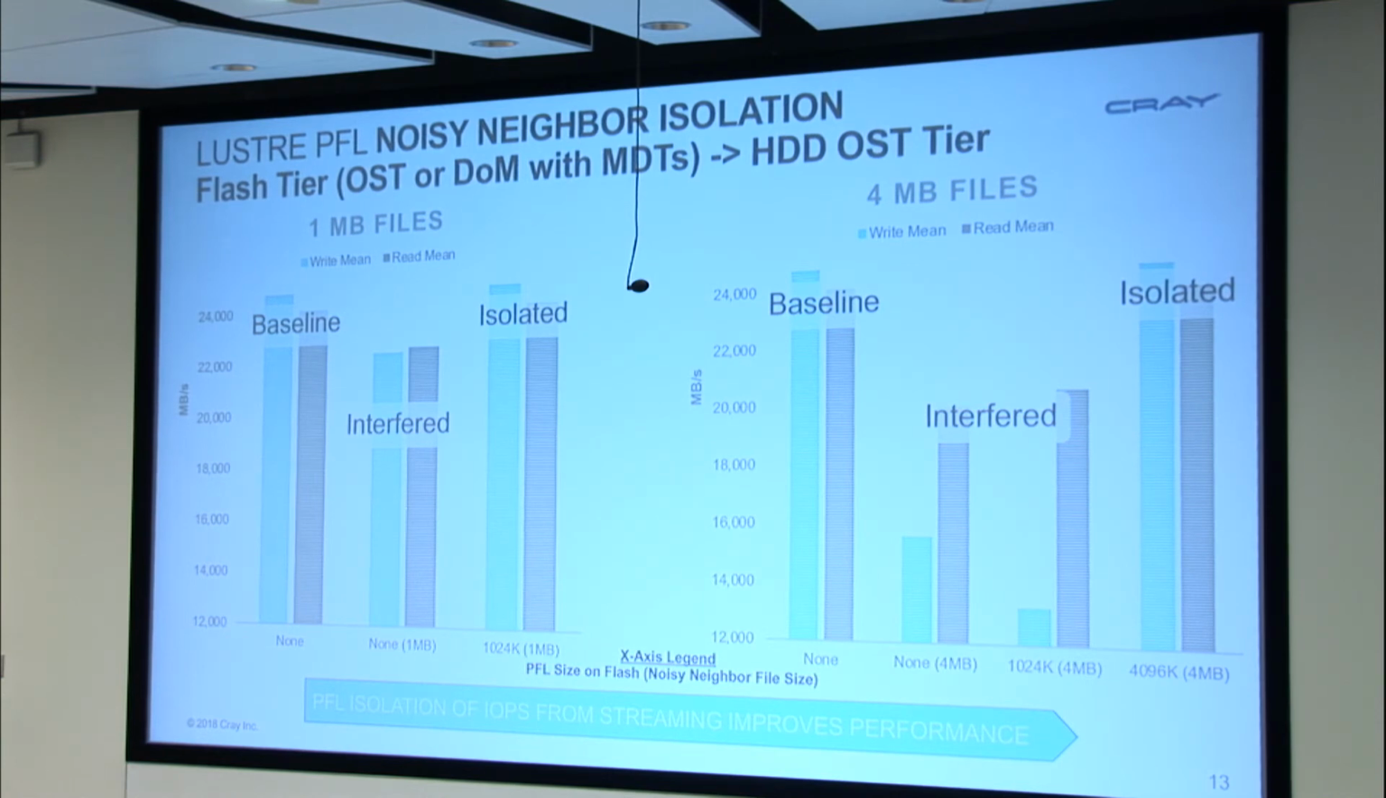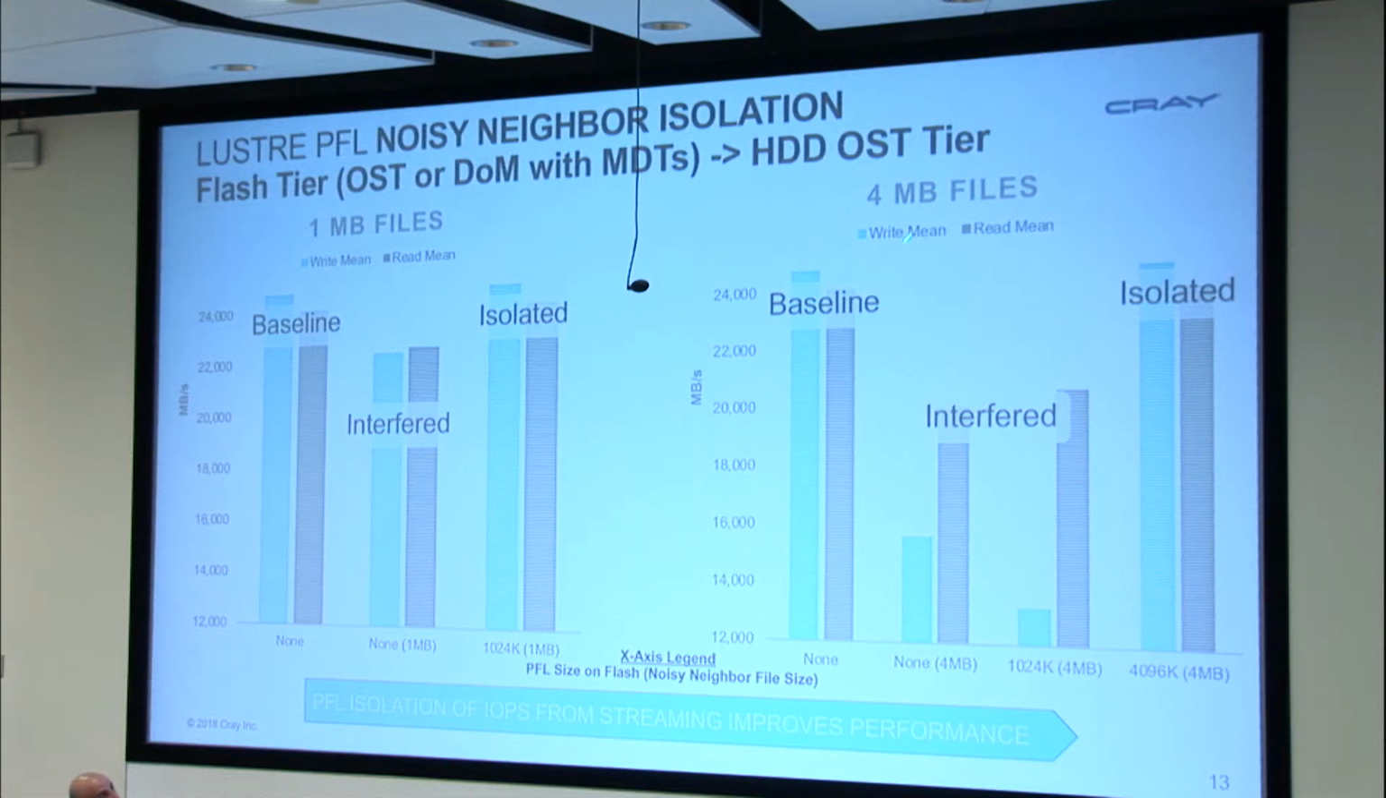So they're all writing to the same layout. Because now the 1 megabyte is not hitting disk, it stays on Flash, our sequential performance comes back up to close to non-interfered performance. Now we do the same thing here, a 4 meg file.